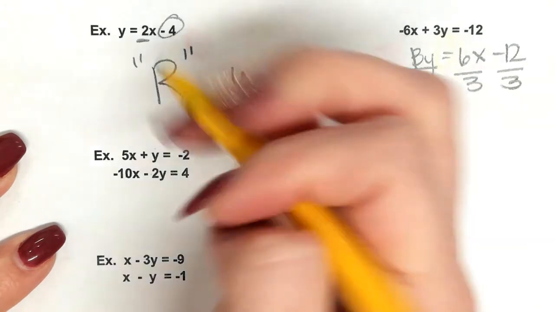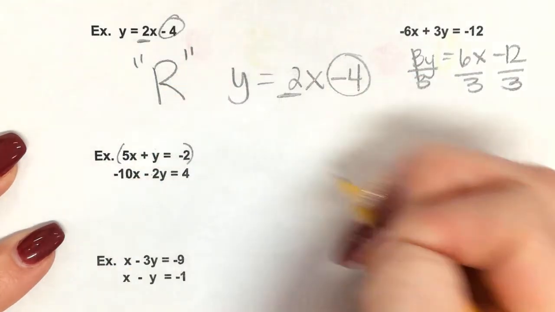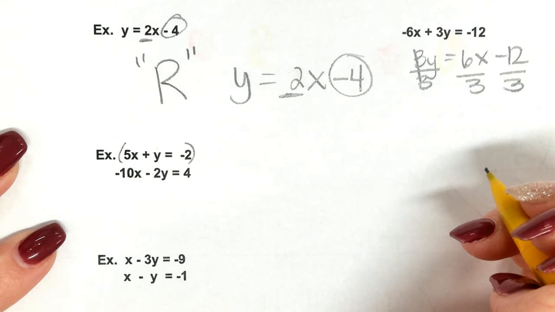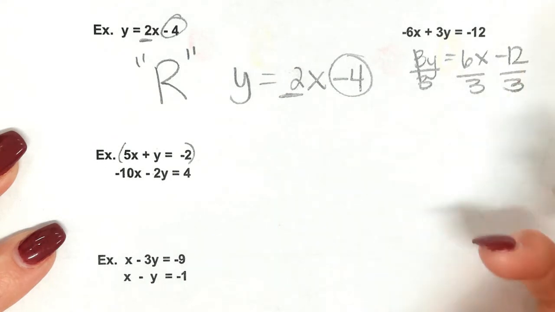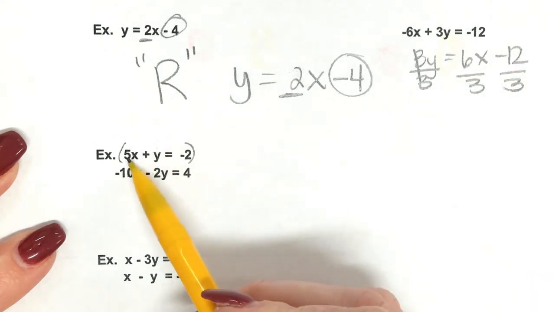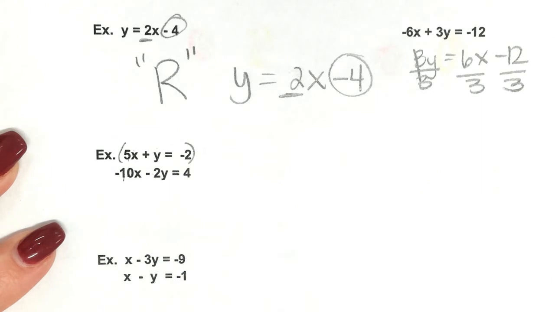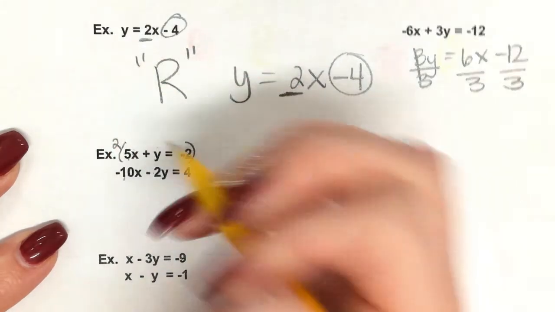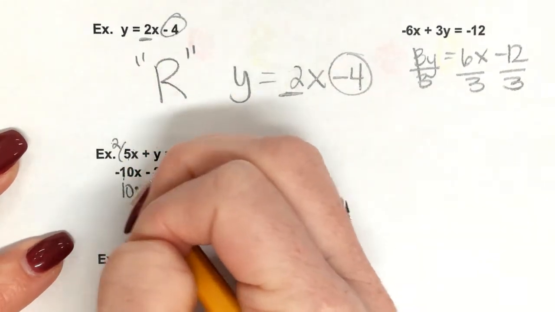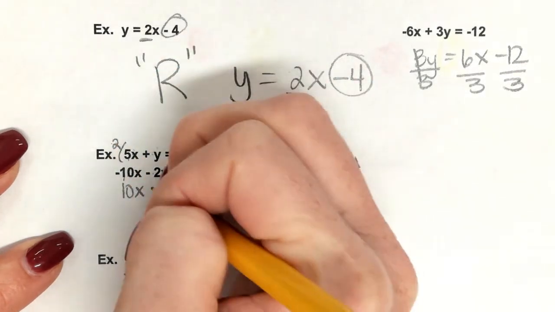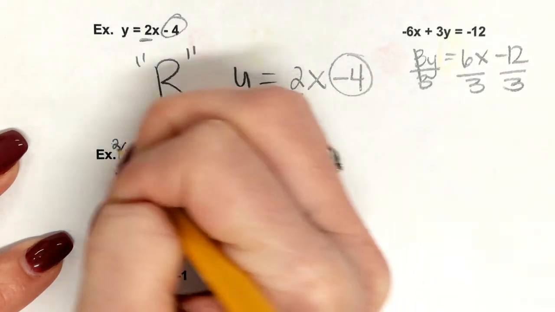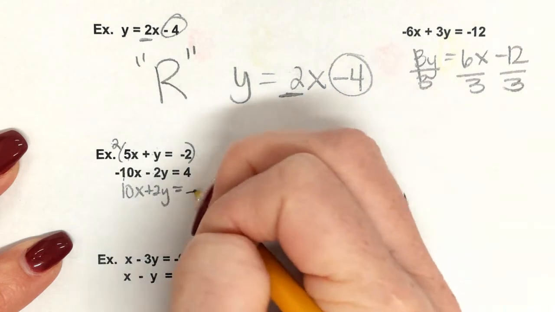You want to change the top one? What do you want to multiply by? Negative 2. Why would I do negative 2? Let's talk about it. If I did negative 2, this would become negative 10 and they wouldn't cancel out, right? I want to do positive 2. 2 times 5 is positive 10x. 2 times y is positive 2y. And 2 times negative 2 is negative 4.